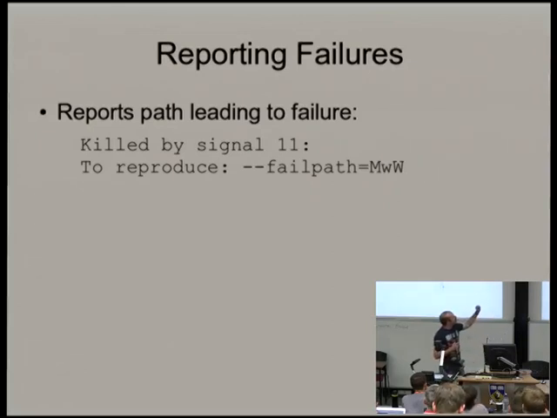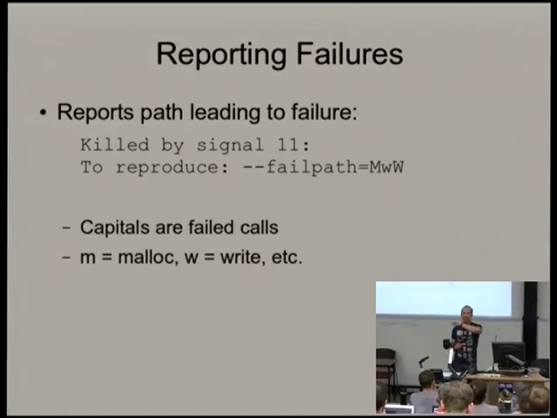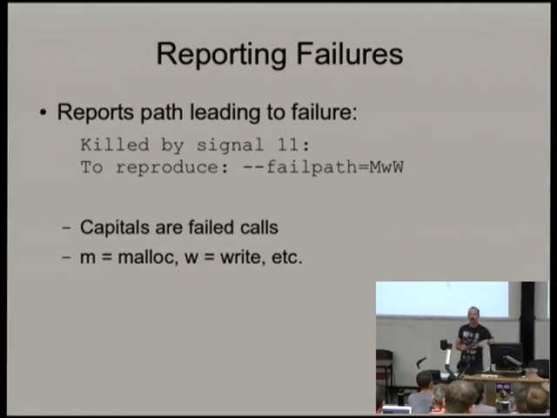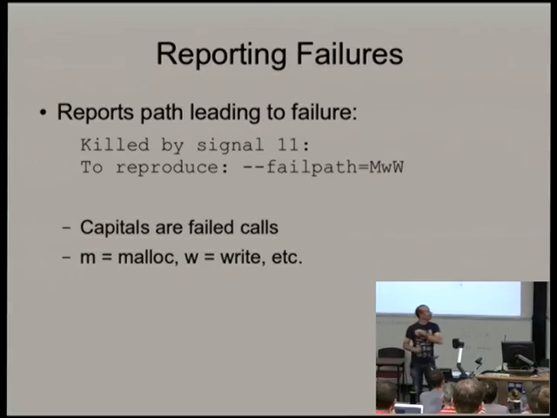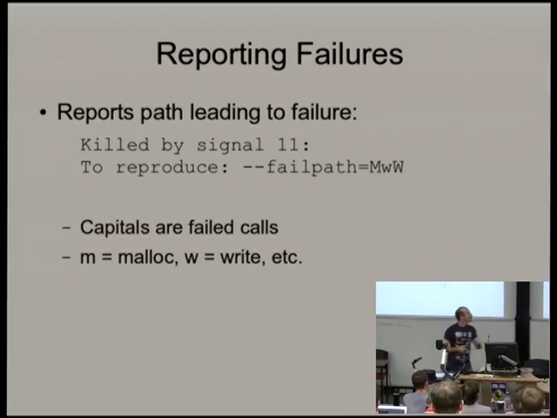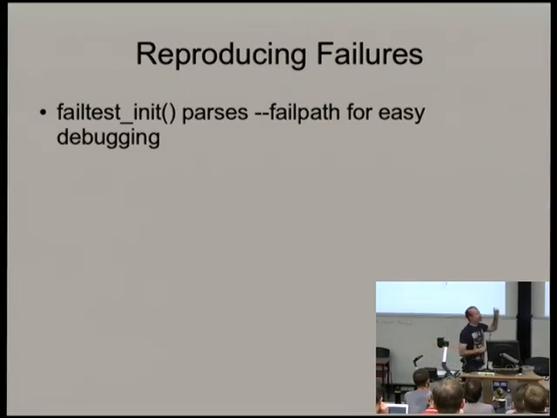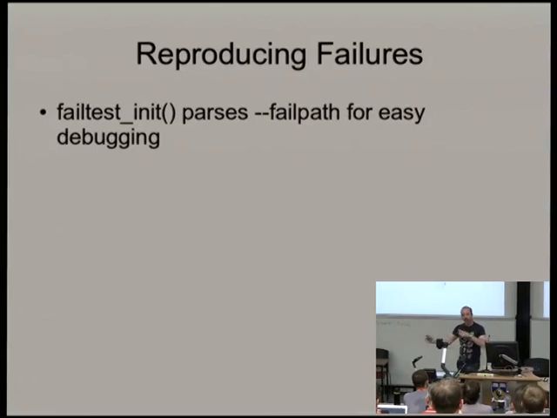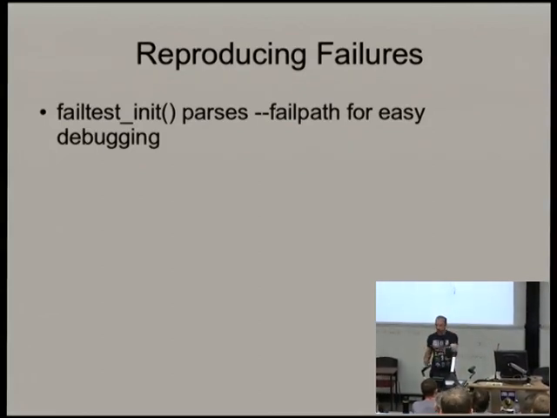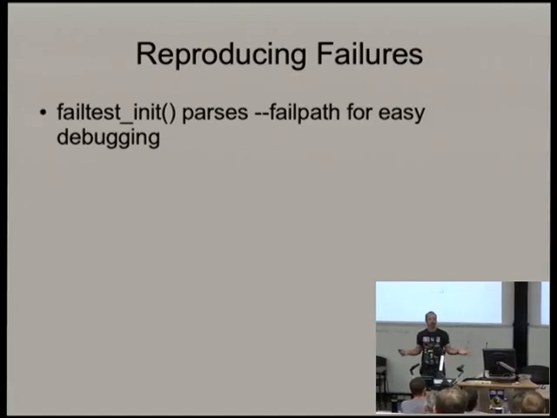Okay, so you'll get a message like this, killed by signal 11, which is a seg fault, to reproduce: --failpath= and a whole long line of letters. Each letter represents a separate call that we trapped. M is malloc, W is write, etc. in failtest. The capitals are the ones that we forced to fail. So you can see here that we failed the first malloc, we allowed the second write, and we failed the third write. And then you feed that back into your test program. Failtest init, you may have noticed, takes argc and argv, so it can pull those out again, and goes, okay, this time that's the path we want to go down. So you just run that in the debugger, and you can see when it injects those failures exactly what happens, and find out how your program dies.